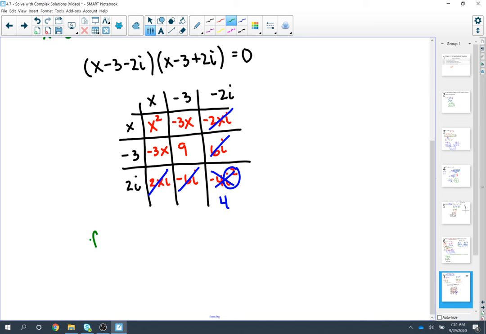Then we're going to build our function. f of x equals x squared. Combine like terms, negative 6x. Combine like terms again, 9 plus 4 is 13. And there's your function.